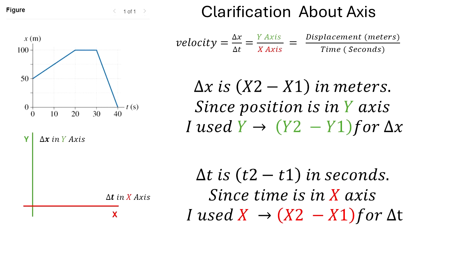Now, as a clarification about the axis, some people wonder why I use y for delta x and x for delta t. The reason is that in this graph specifically, the y-axis is x in meters and the x-axis is t in seconds. Then when I do delta x over delta t, to avoid confusion, I use the y and x-axis convention. That means that delta x is going to be y2 minus y1 instead of using x. Delta t, instead of using t2 minus t1, I used x2 minus x1. This is going to the standard coordinate plane convention.